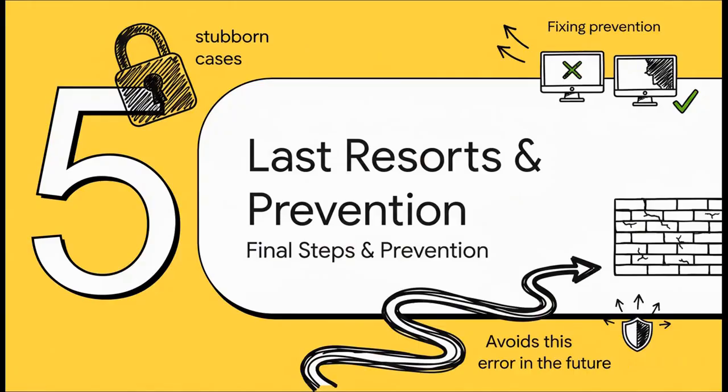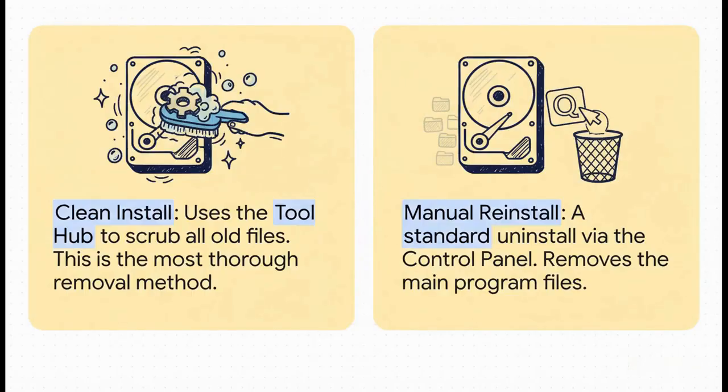All right, we are down to our final set of solutions. Think of these as the last resorts for when things get really stubborn. We'll also cover a few quick tips to help you avoid this whole mess in the future. So if nothing else has worked, it's probably time for a fresh start. You've got two main options here. A manual reinstall is just what it sounds like, uninstalling and reinstalling. But a clean install, which you can do with the Tool Hub, is way more thorough. It literally scrubs every single trace of the old QuickBooks files from your system, giving you a truly clean slate.